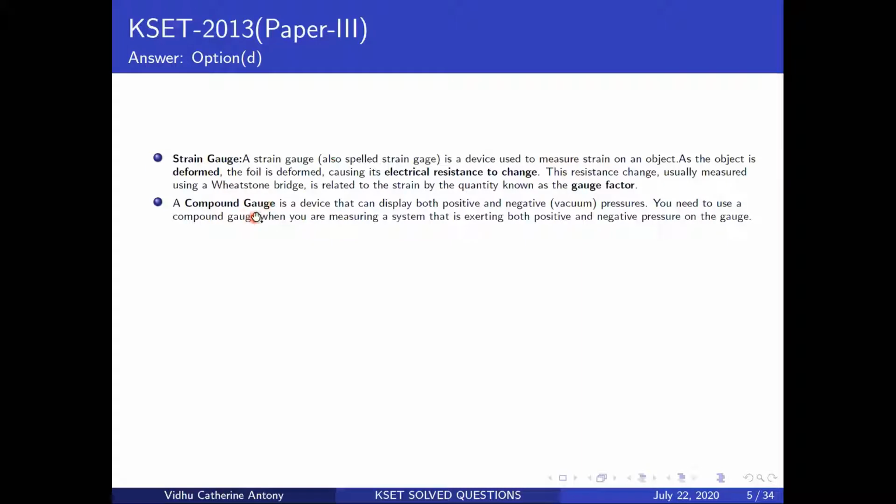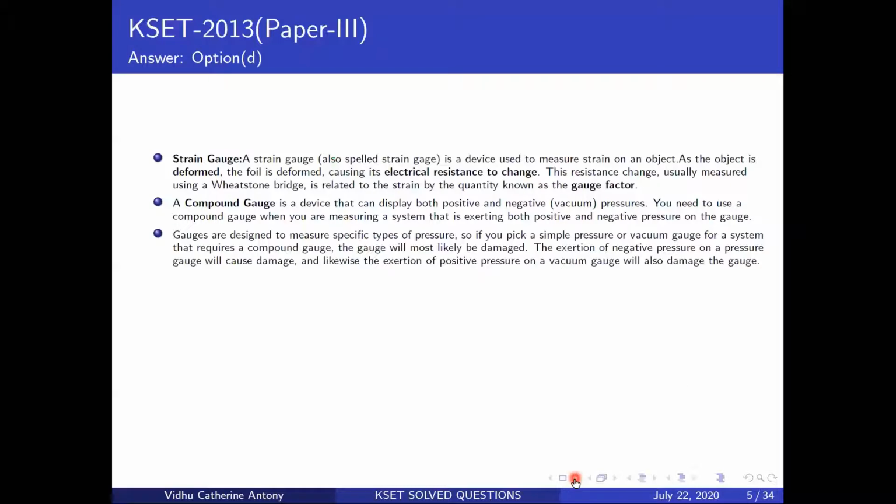Okay, so in this case what's happening is you can measure both positive as well as negative vacuum. Okay, so in some cases if you end up putting a normal gauge instead of a compound gauge, you might end up spoiling the device if you need to measure both positive as well as negative pressures. So this is what you use in those kinds of situations. Okay, so these can measure both positive as well as negative vacuum pressures.